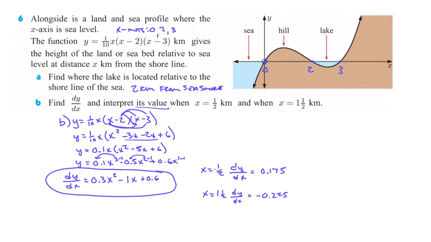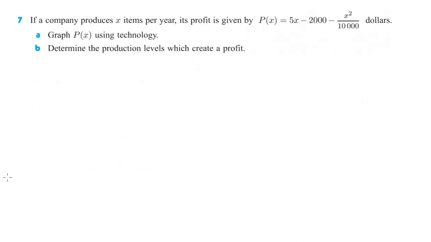And it says to interpret its value. So that means the derivative is telling us what's happening with the change. It's basically like the tangent of the line. Since it's positive, at 1/2, the slope is going up. Since this is a positive number, the slope is going up at that point. At 1.5, it's negative, which means the slope is actually going down. So now it's changing to go down. Okay?